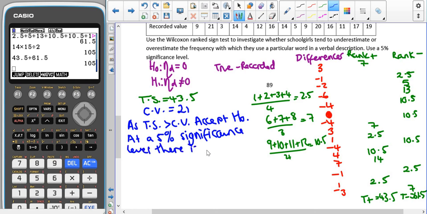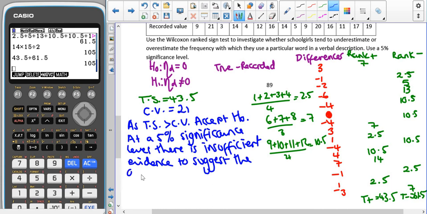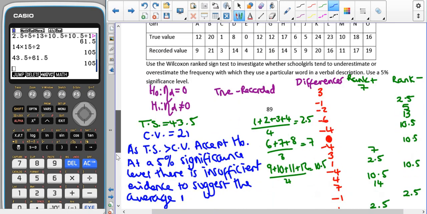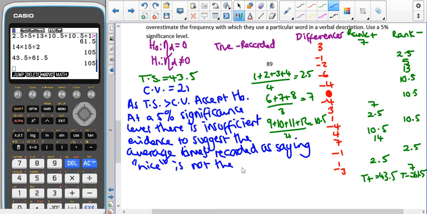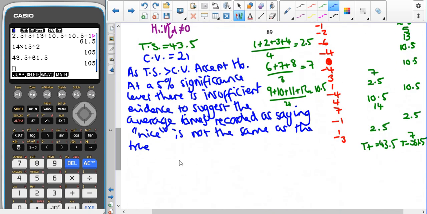There is insufficient evidence to suggest the average times recorded as saying the word nice is not the same as the true value.